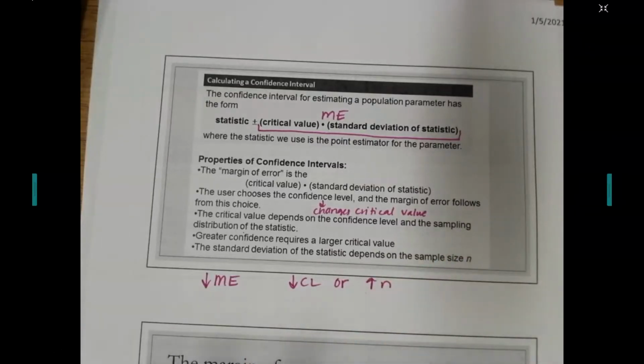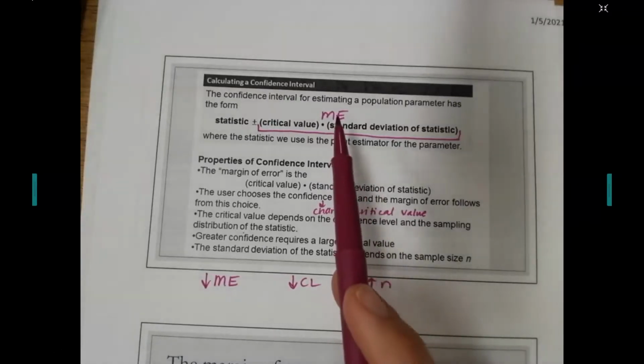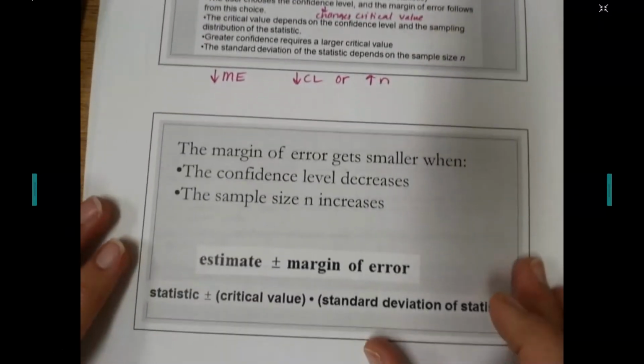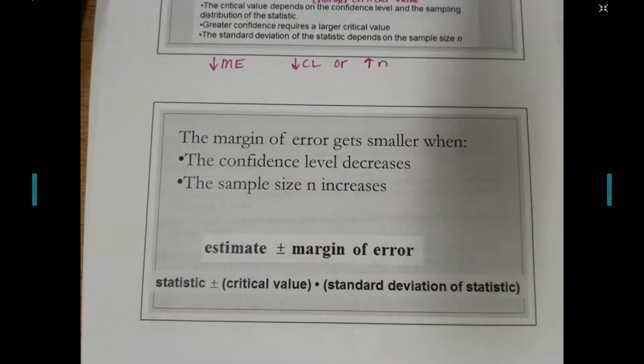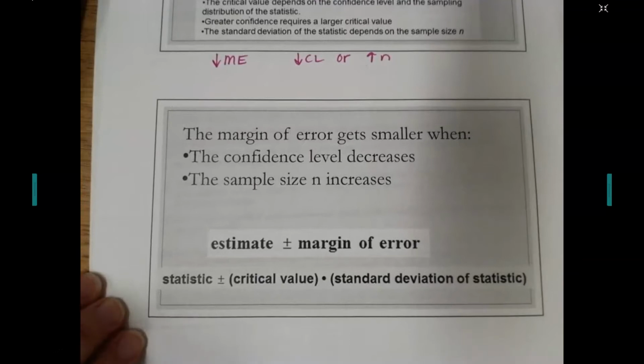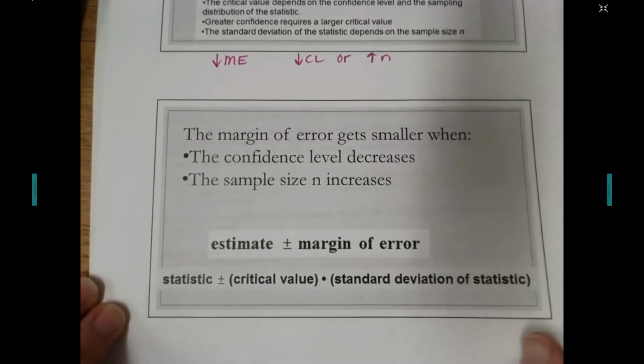Now, there might be reasons for doing either one of these things. If I want to keep my confidence the same, I can just increase my sample size, and it still keeps my confidence level the same while reducing the margin of error. Okay, so that's just something to keep in mind. And here it is stated for you. The margin of error gets smaller when either the confidence level decreases or the sample size increases. And so those are going to be the two things that play into your margin of error.